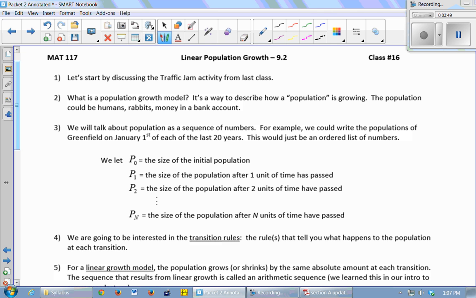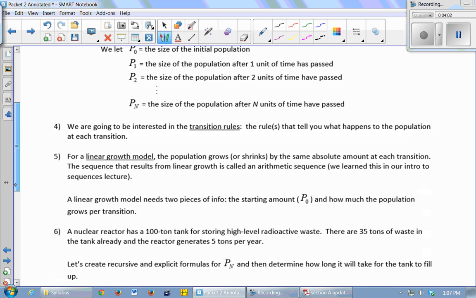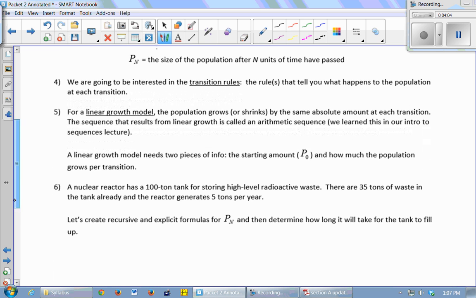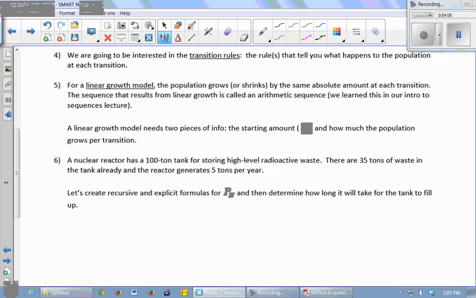So P sub 0 would be the size of the initial population. P sub 1 would be the size of the population after 1 unit of time has passed. P sub 2 will be the size of the population after 2 units of time has passed, etc. Okay, so we're interested in transition rules, the rules or the formulas that you can use to describe how the population is changing at each transition.